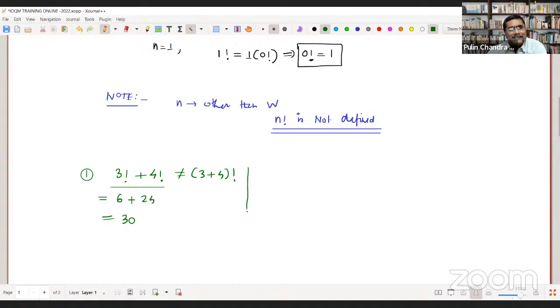So quickly I'll write this. I'll not work it out. So you can do that. If someone finds 3 factorial into 4 factorial, it is never equal to 3 into 4 factorial. In the same case, if someone says, okay, you find 3 factorial minus 4 factorial, then it is never equal to 3 minus 4 factorial. So this you always have to remember. This is a very small part to be remembered.